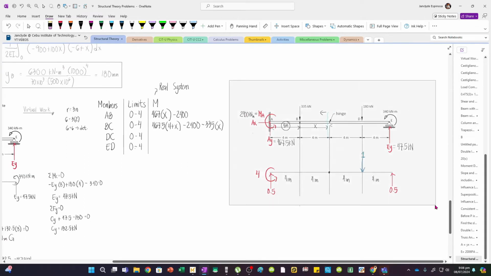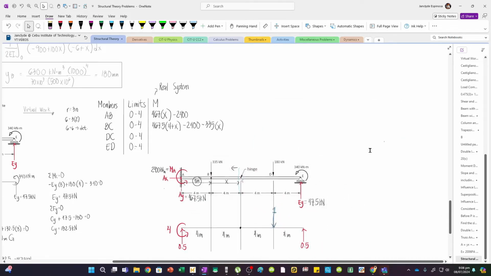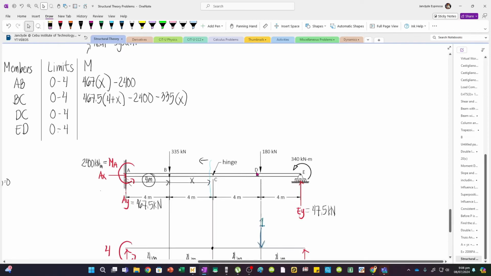So, I will try to move this. Dito na lang. Now, for DC, our segment starts from this point. So, I will just consider, let's make this cut just right before C because this is our end point. And then I will consider loads to the right. So that I will only include 180 and 340 in my equations. As well as EY pala.